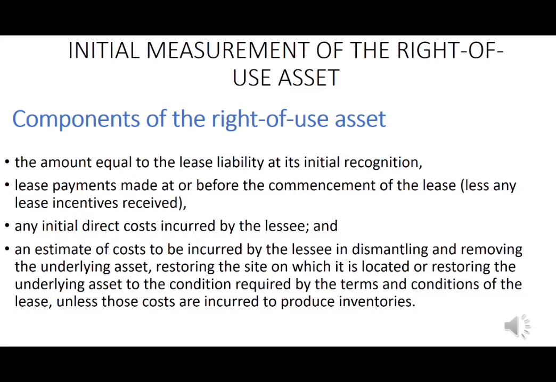Basically, the right of use asset is measured at cost at the commencement date. It comprises the amount equal to the lease liability at its initial recognition; the lease payments made at or before the commencement of the lease, less any lease incentives received; and any initial direct costs incurred by the lessee, and an estimate of costs to be incurred by the lessee in dismantling and removing the underlying asset, restoring the site on which it is located, or restoring the underlying asset to the condition required by the terms and conditions of the lease, unless those costs are incurred to produce inventories.